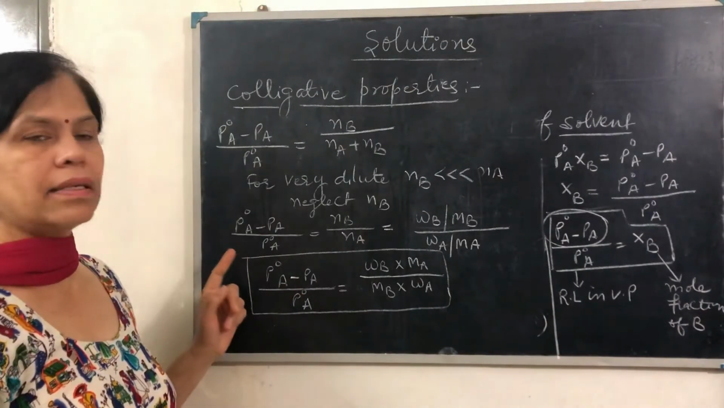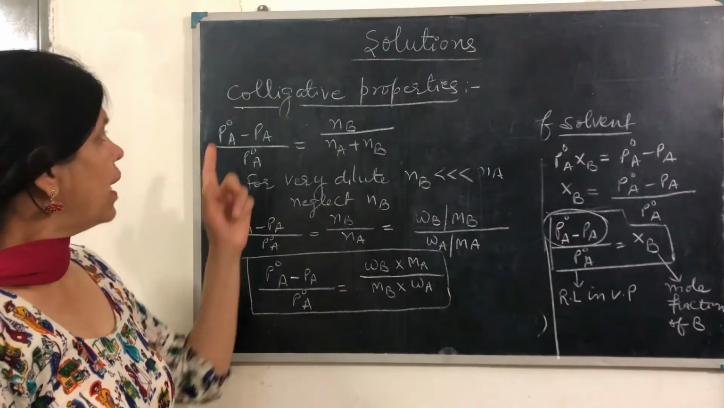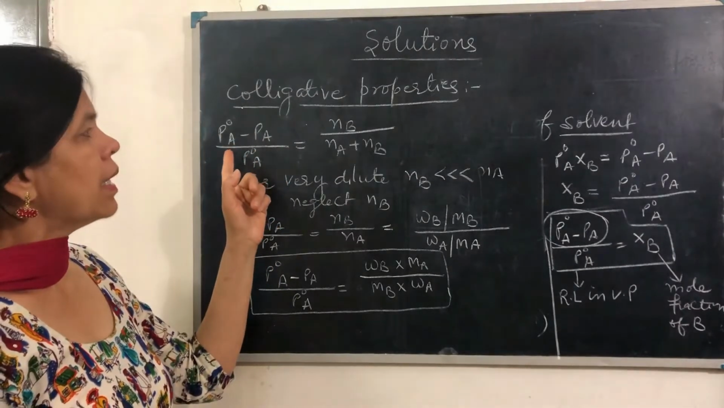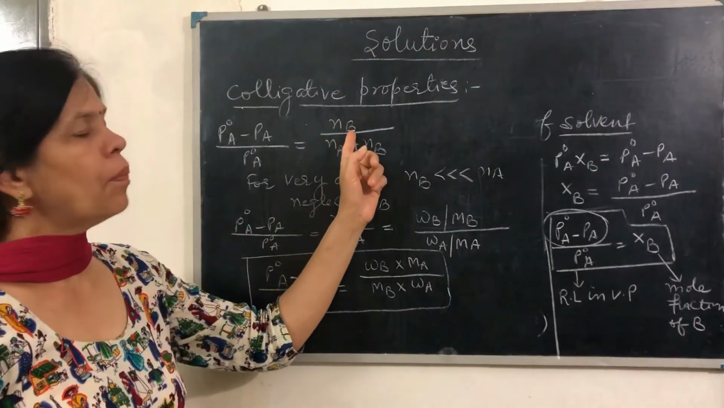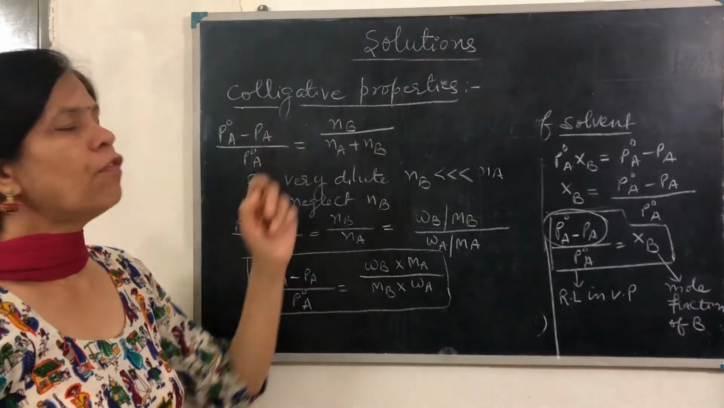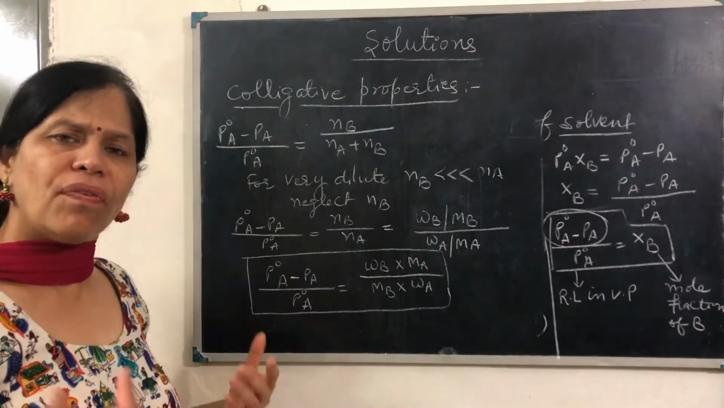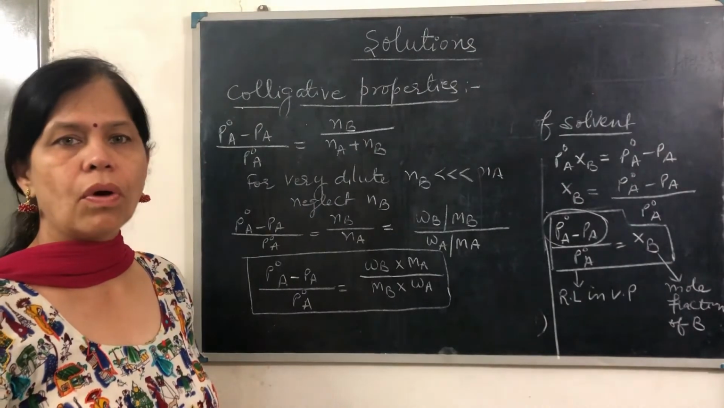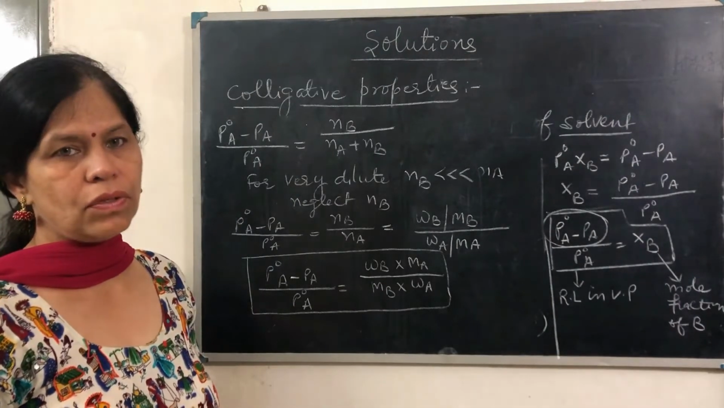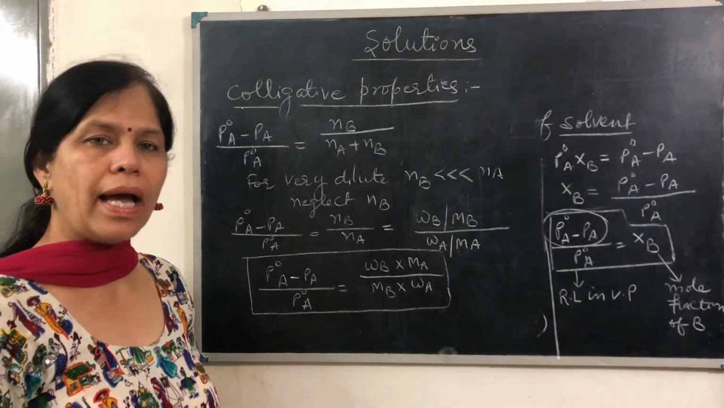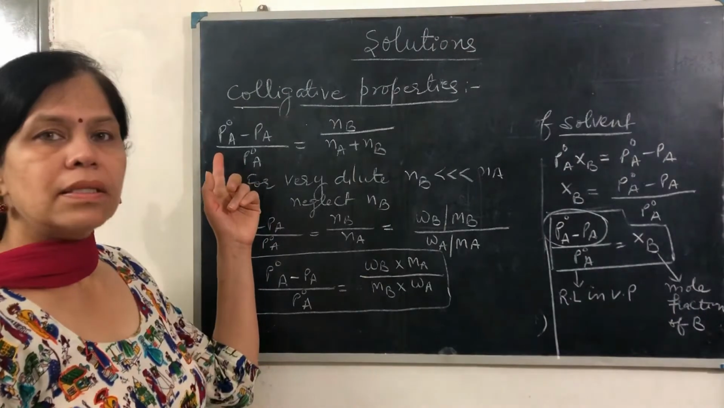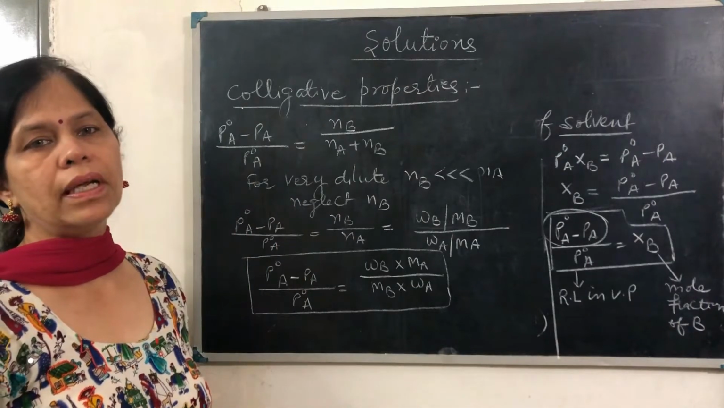Why do we say it is a colligative property? Relative lowering in vapor pressure is a colligative property because it depends upon the number of moles of solute. It depends on the number of particles of solute, and it may be anything. Maybe it is glucose or fructose, sucrose. So it is independent of the nature of the solute. If 1 mole of glucose or sucrose is added, they will show the same amount of relative lowering in vapor pressure.